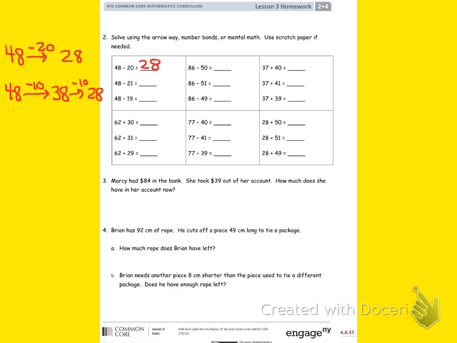Now the next problem, 48 minus 21. Again, you can see that 21 is 2 tens and 1 one. We've already figured out that 48 minus 2 tens is 28. So I'll write 48 minus 20, those are those 2 tens, is 28. And minus another 1 is 27.